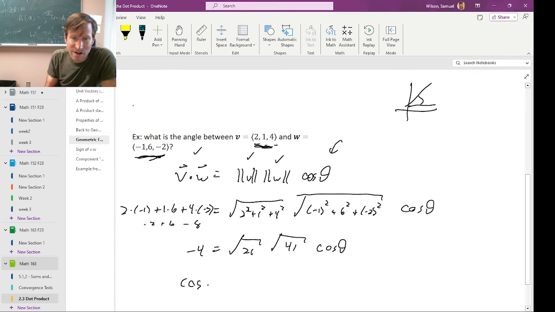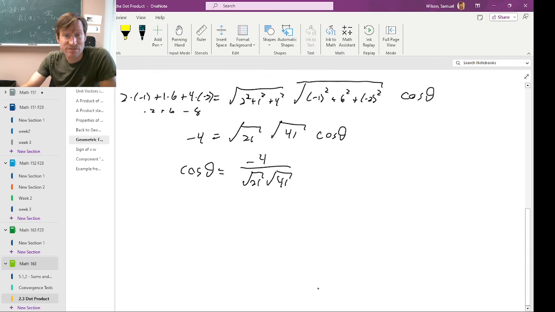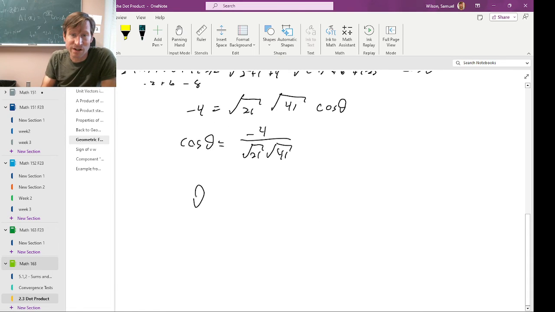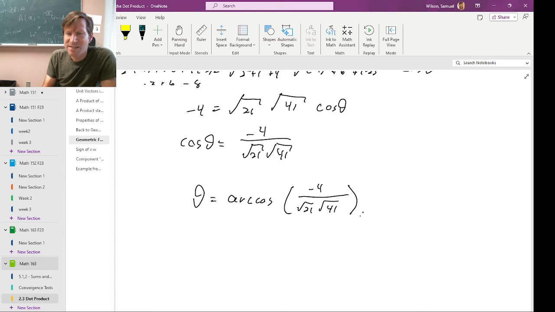So the cosine of theta is going to be minus 4 divided by the square root of 21 times the square root of 41. And then we can just use inverse cosine or arc cosine. So theta is arc cosine of minus 4 over square root 21 times the square root of 41. And this is some angle, right? I'll let you dump this into a calculator.